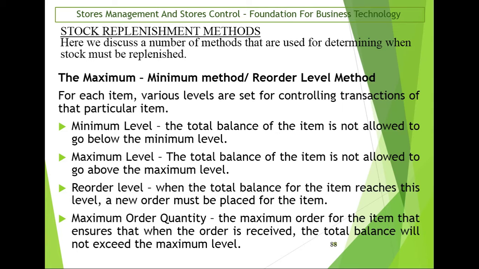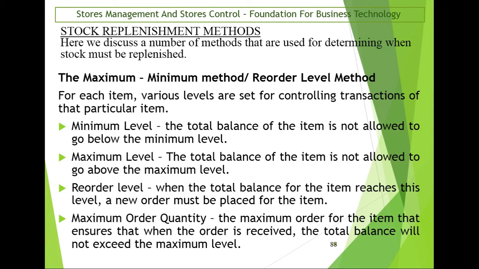Then we have a reorder level. This is the balance at which we need to place a new order. In other words, we could say once the total balance for this item reaches 25, we place a new order, because we want to ensure that by the time the goods arrive, we still have enough stock not to go below the minimum level.